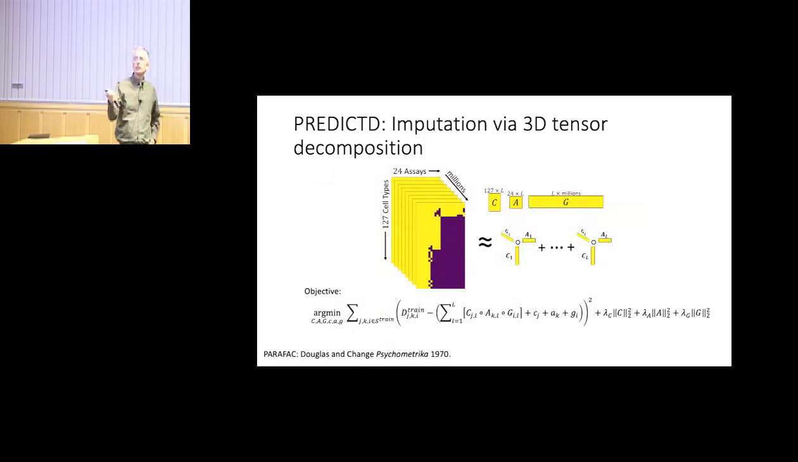This is the original Parafac paper. The optimization looks like this mathematically. It looks a little daunting, but it's actually relatively straightforward. All you're doing is summing over all the different possible combinations that I just described and saying how close, what's the difference between the value I get when I predict at this position, and the actual value.